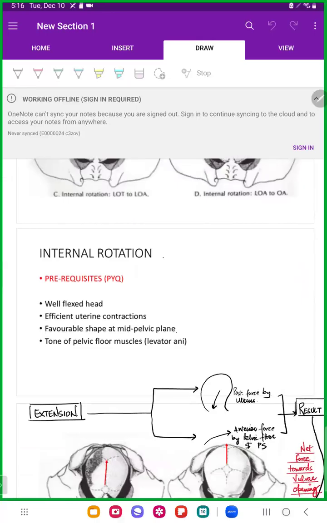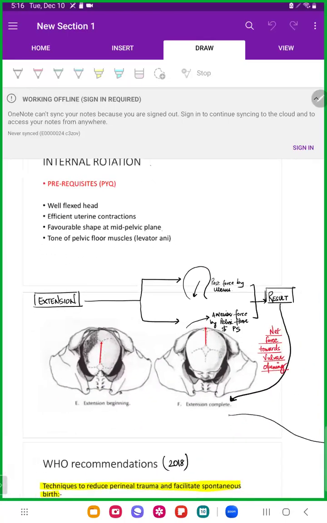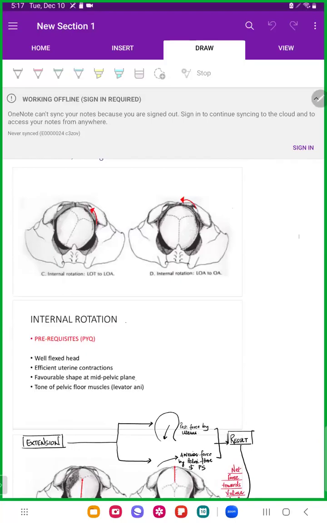What are the prerequisites for internal rotation to occur? The head should be well flexed. There should be efficient uterine contraction, the mid pelvic plane should be in a favorable shape, and the pelvic floor muscle tone should be good. Okay. So internal rotation has occurred. The head has come to the direct occipito anterior position.